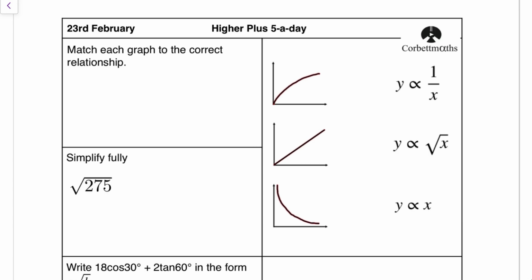So let's go through. y equals 1 over x, well, that's one of those graphs that looks like this. So which is the one that looks closest to this? Well, it's going to be this one here. So therefore, graph 3 goes to equation number 1.